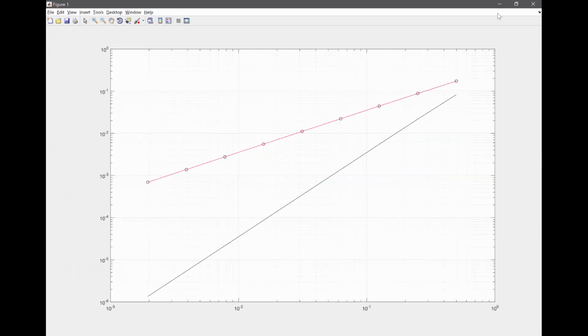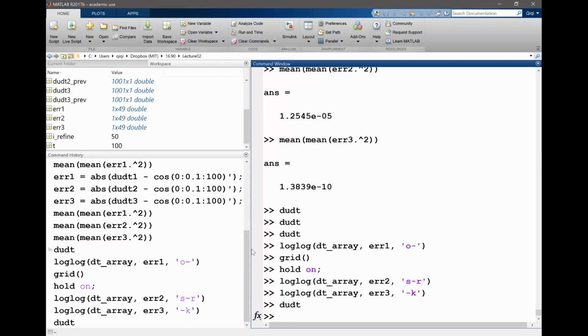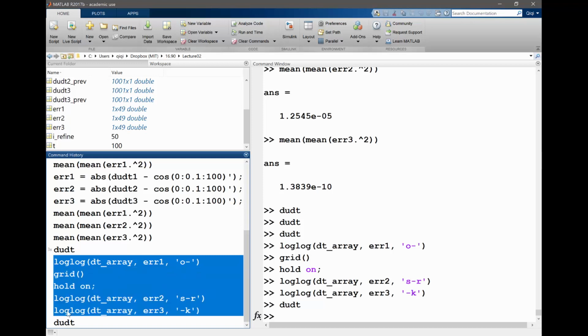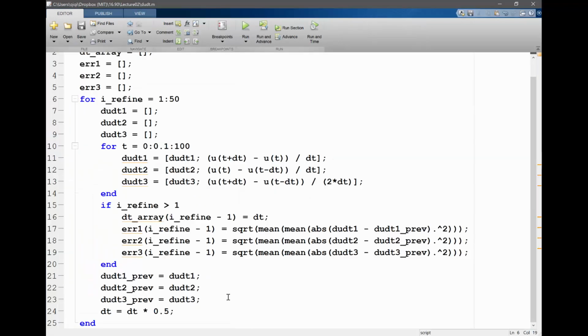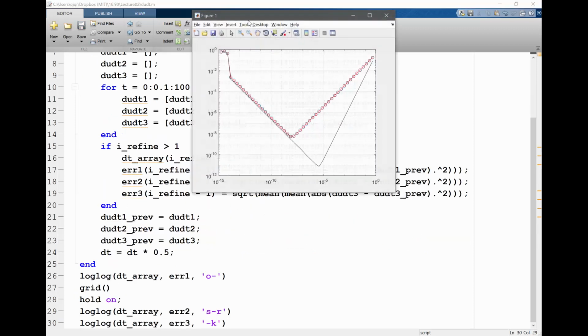And let me actually integrate the plotting into this. Great. Yes, I think that's it. So I'm just going to put the plotting also here and run it. Interesting. What's happening? It becomes unstable.